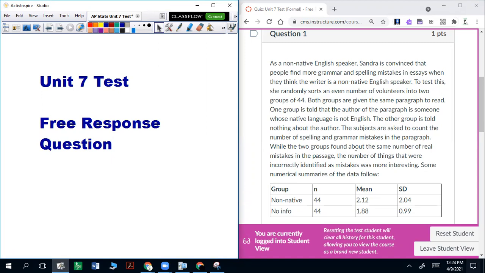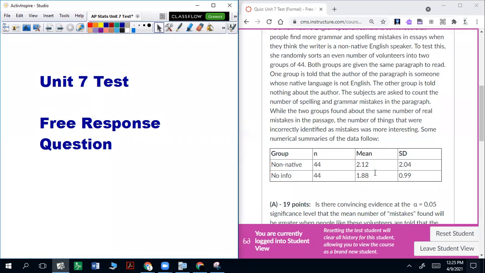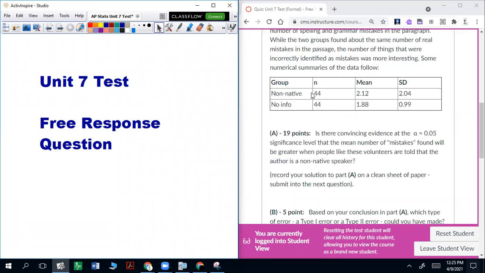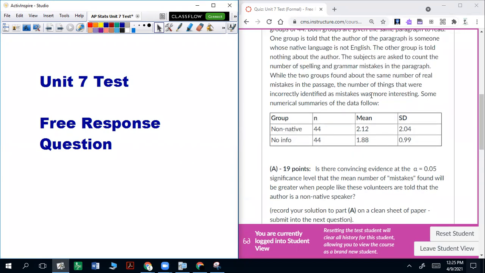While the two groups found about the same number of real mistakes in the passage, the number of things that were incorrectly identified as mistakes was more interesting. Some numerical summaries of the data follow. So here's the information. You have the sample size for the non-native group, the mean, and the standard deviation. The same for the no info. And if you were like most people, the mean for the non-native was slightly higher than the no info.